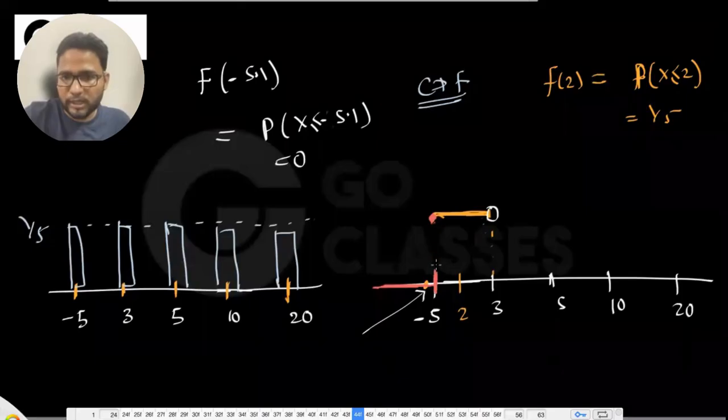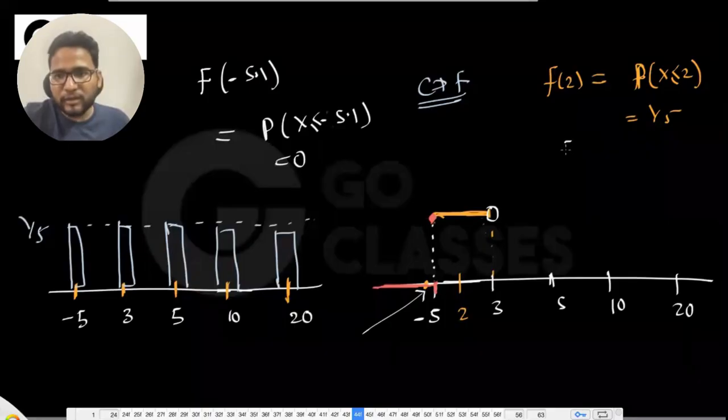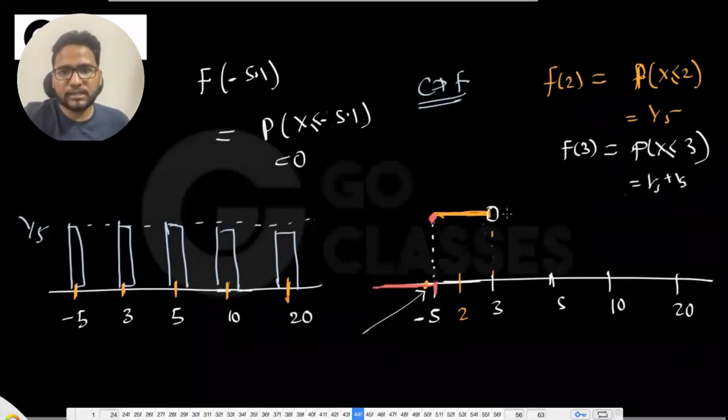So these are the dotted lines basically. See, this was 0 till this point. Now at -5, it is 1/5, and till this 3, it will be just 1/5. At 3, can you calculate this F of 3? It will be P of x less than or equal to 3. Can you tell me what this value is? It will be 1/5 plus 1/5. Yes, it will actually be 2/5. So suddenly it will make a jump of 2/5.